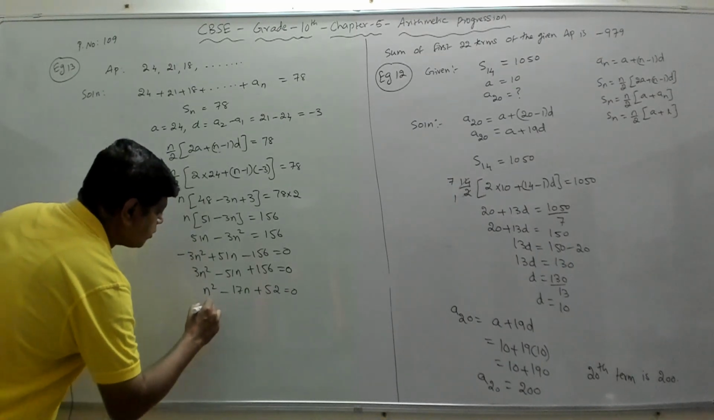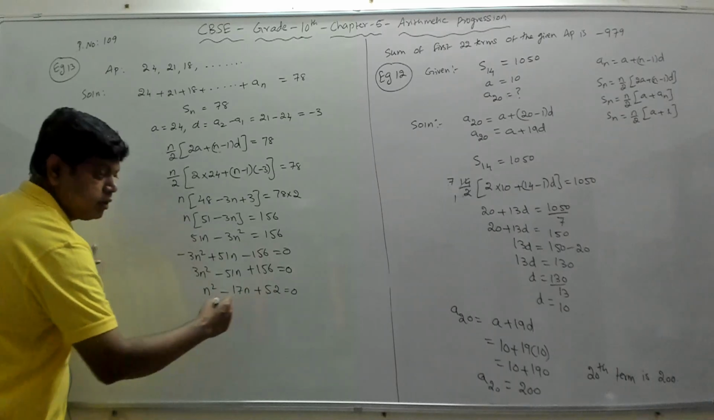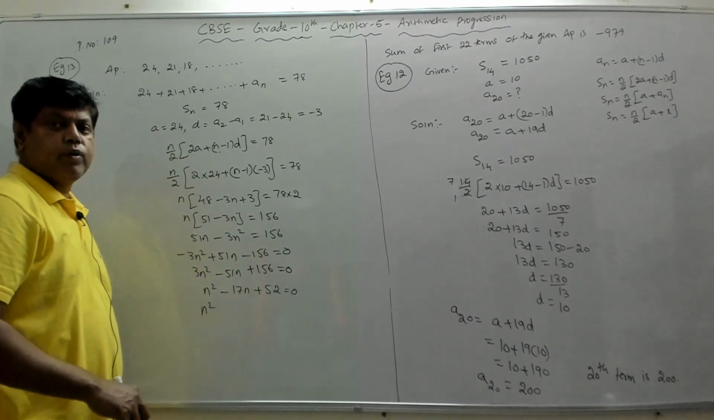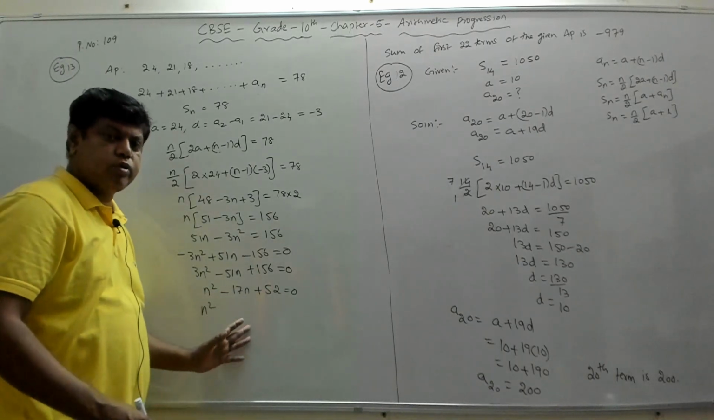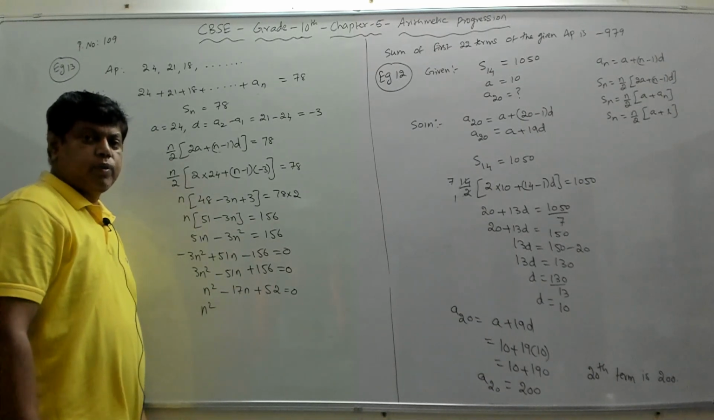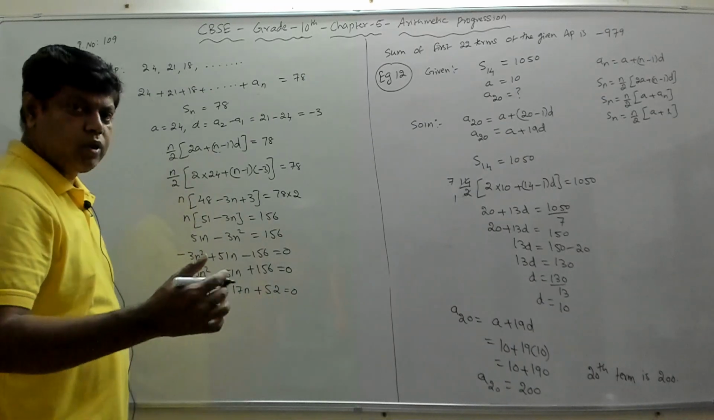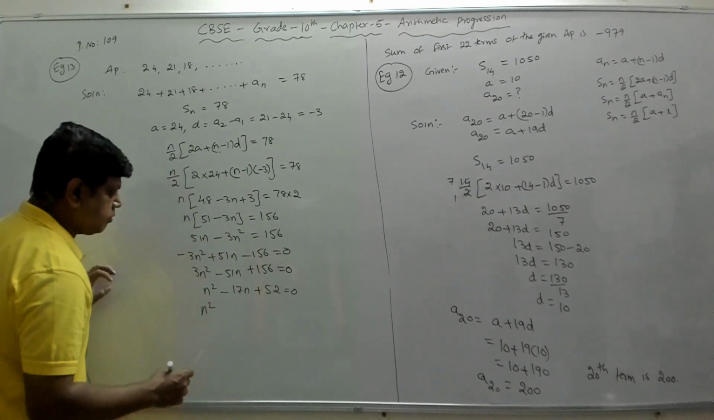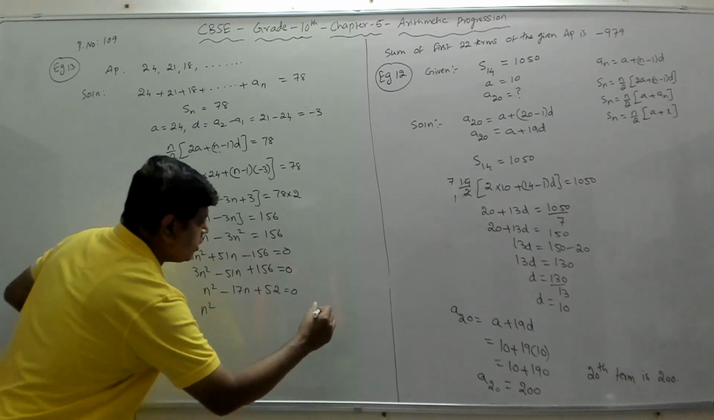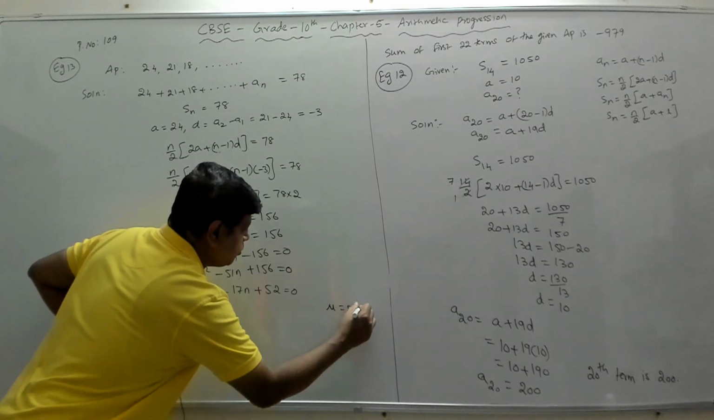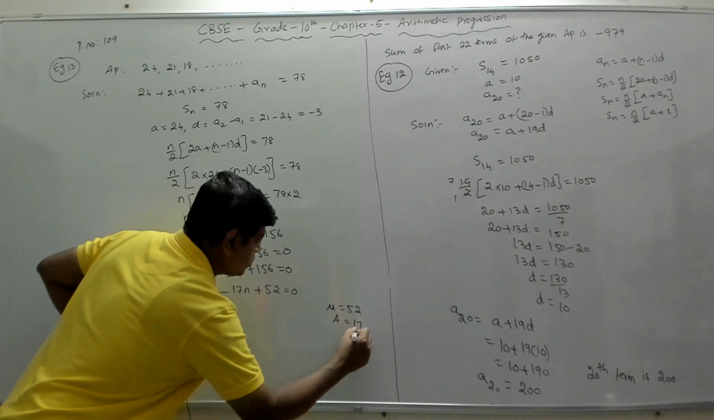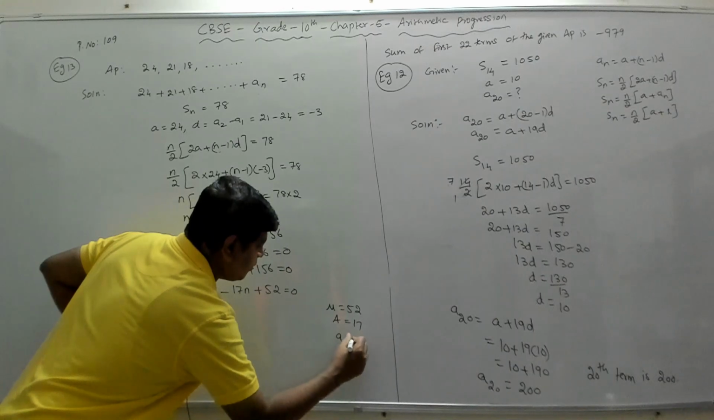So now if you factorize by splitting the middle term, which I covered in the quadratic equation videos, how to factorize and find the solution of a quadratic equation, you can see my other videos on how to factorize a quadratic polynomial or quadratic equation. Fine. So here again, when you multiply, I should get 52. The same two numbers, if I add, I should get 17. So what are the numbers a and b? They are 13 and 4.